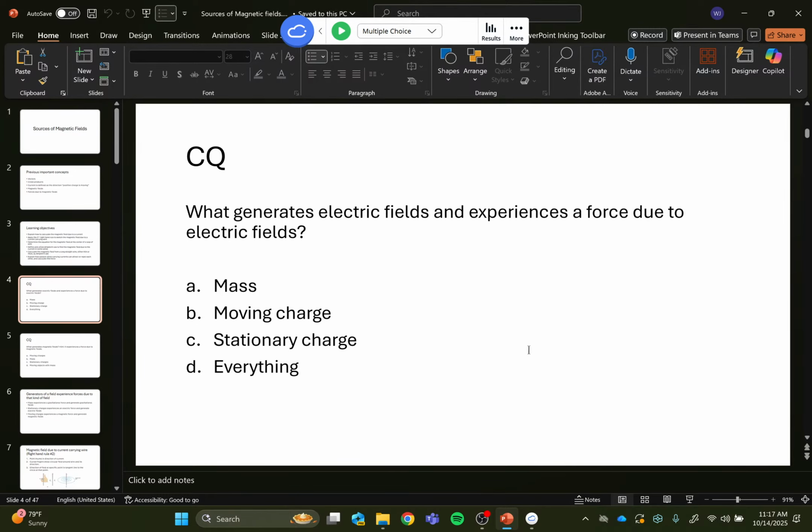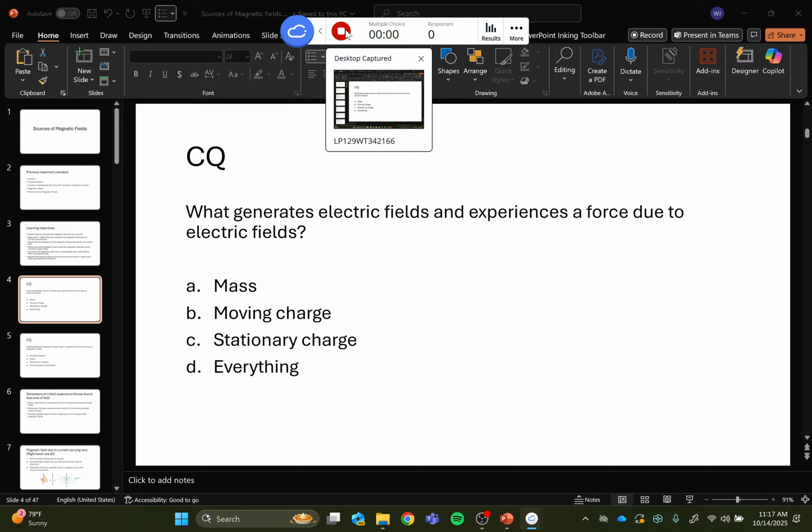Alright, so what generates electric fields and what experiences a force due to electric fields? Remember I told you we're going to use the same logical sequence with electric fields. Let's see if you all remember. What generates electric fields and what experiences a force due to electric fields? Is it mass, moving charge, stationary charge, or everything? Think back to when we covered it. Pick the one that you're familiar with.